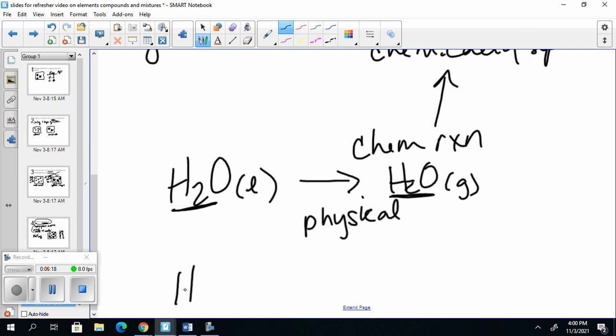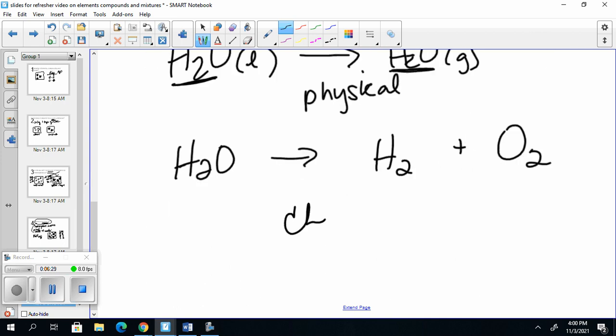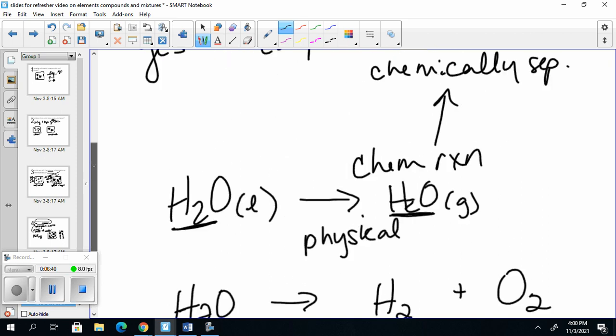It was a compound at the beginning and it's a compound at the end. But if you did a chemical change, you could actually separate the H2, and oxygen's actually diatomic too, so it isn't balanced right now. But this is actually a chemical reaction. To get the hydrogen gas and the oxygen gas, that is not easy. That would require a very difficult chemical change.